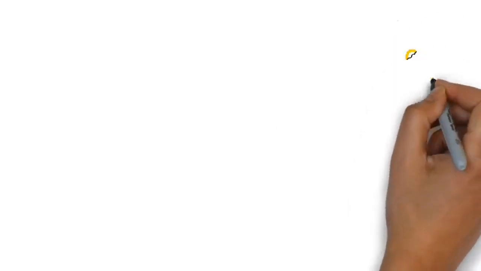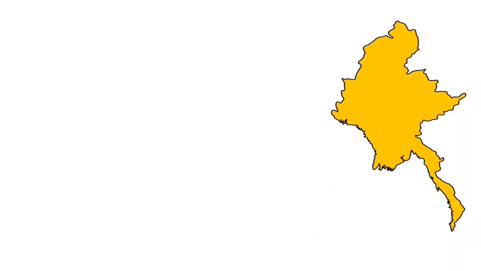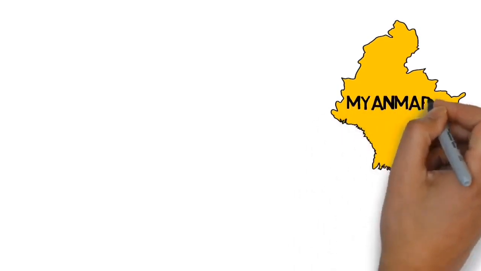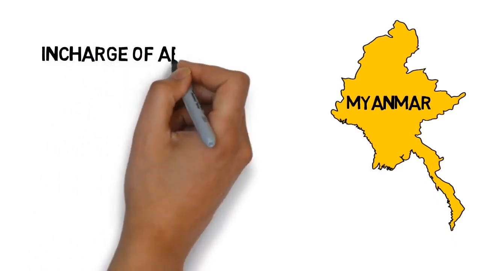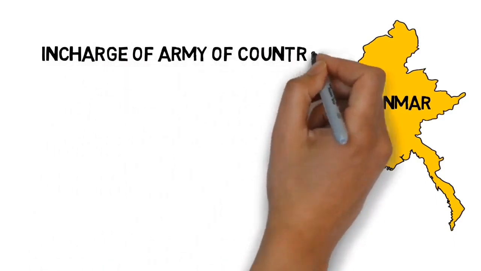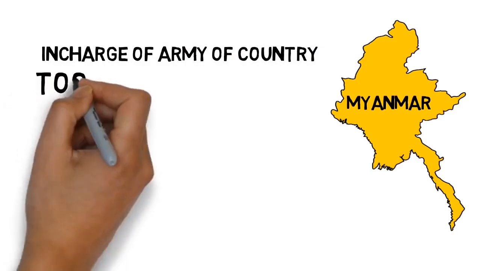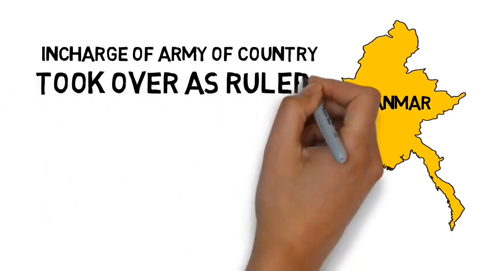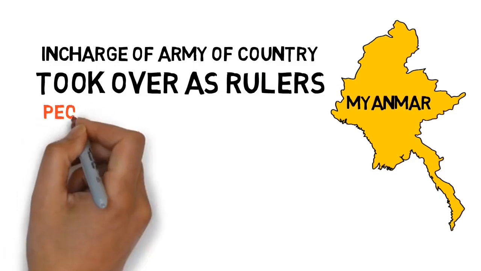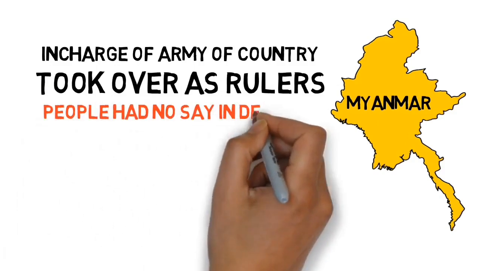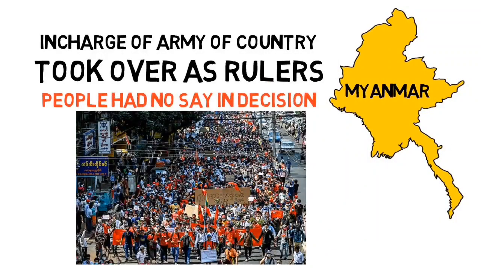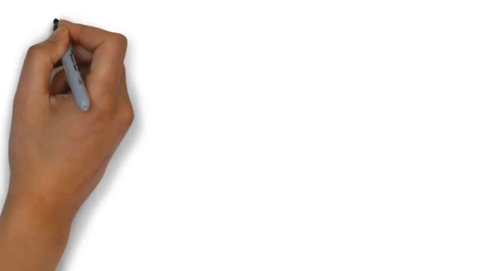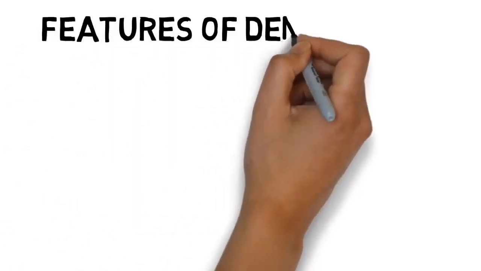Let's take one example, Myanmar. In Myanmar, the head of the army took over as the ruler of the country. The head of the army itself became the ruler and was not elected by the people. People didn't get any right to say in that decision. But what happened after that? People started protesting. Next, we are going to see the features of democracy.